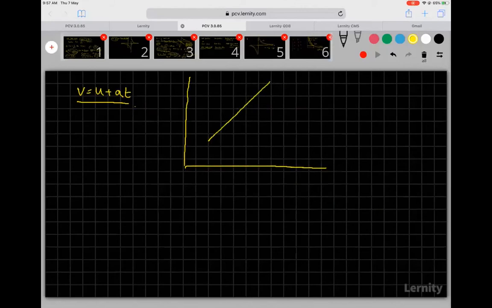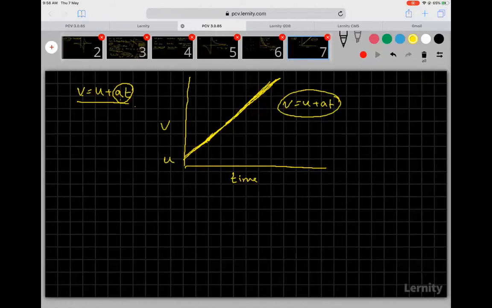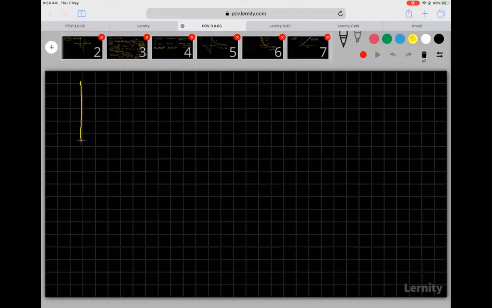Now if it's a straight line, will it pass through the origin? Here I have velocity and time. At t is equal to 0, the at term will become 0, so v is equal to u. So it looks something like this. Then it is going to be a straight line. So this is the graph of v is equal to u plus at. We will talk about all these things. What do you understand by this kind of a graph?